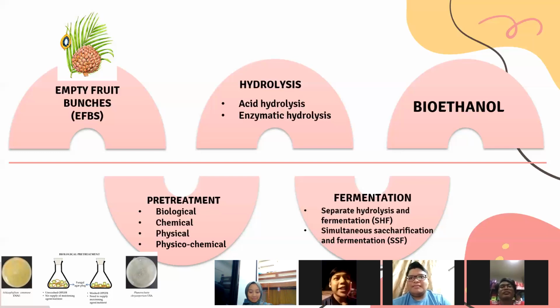After that, when the EFB have been processed, it goes to the hydrolysis like Abang says, and then it goes to the fermentation stage, where we continue the process using saccharification and SSF process. If you can correct me if I'm wrong. So when everything is processed according to the steps, then we can produce bioethanol. I think that's all.